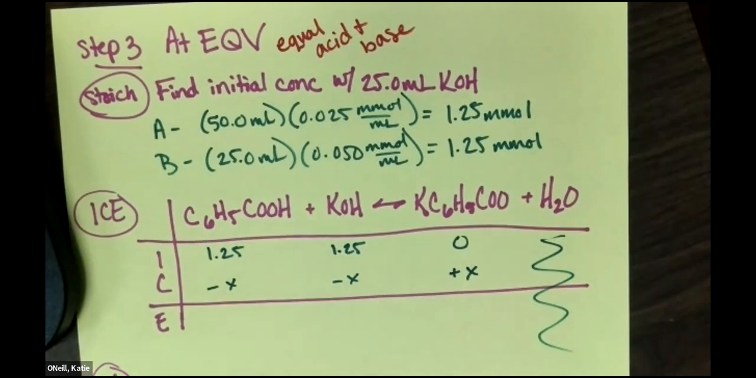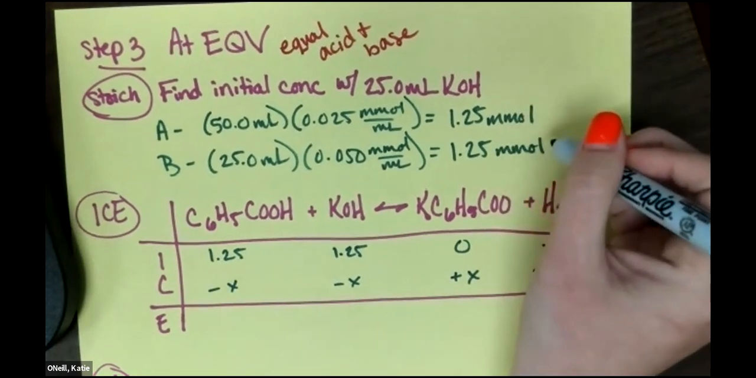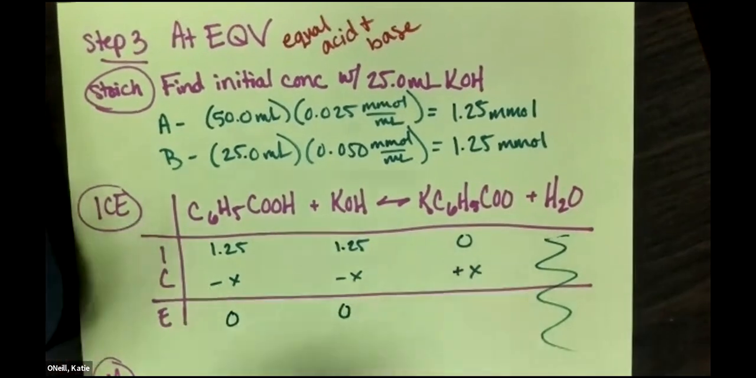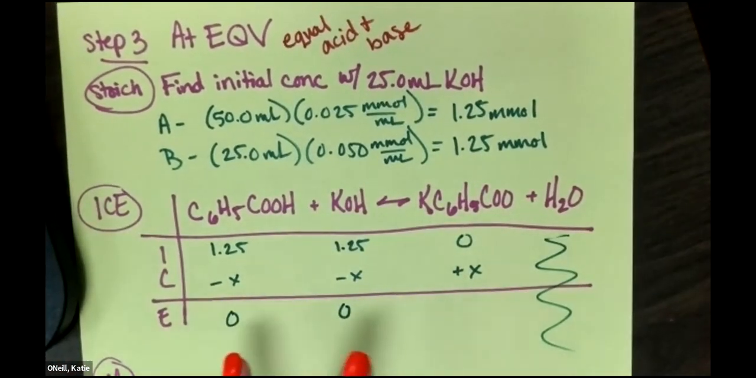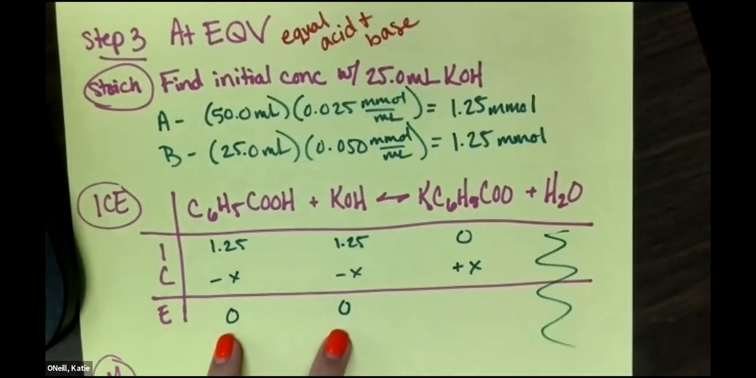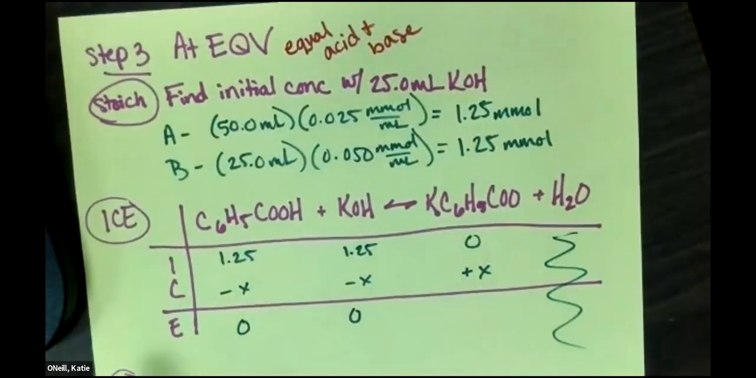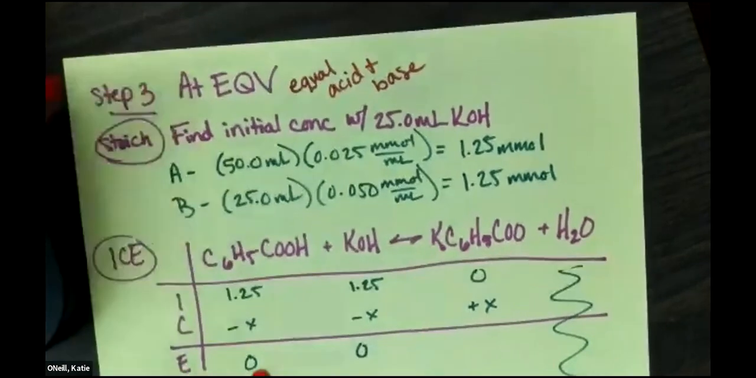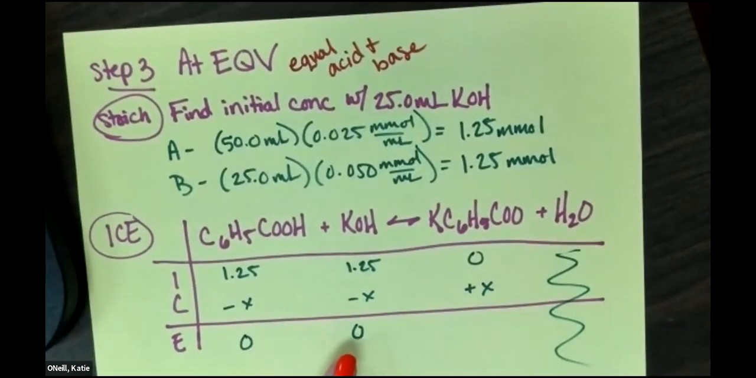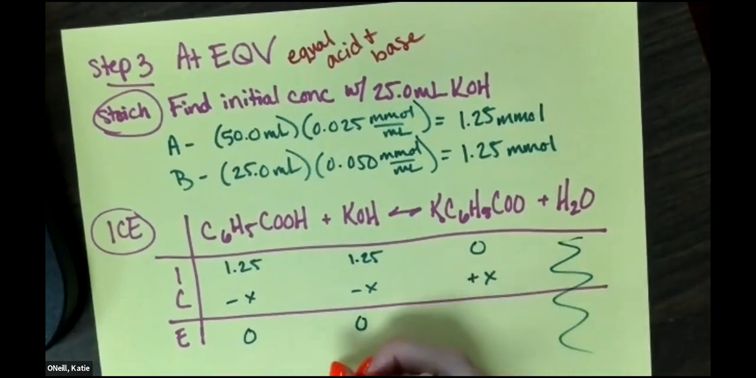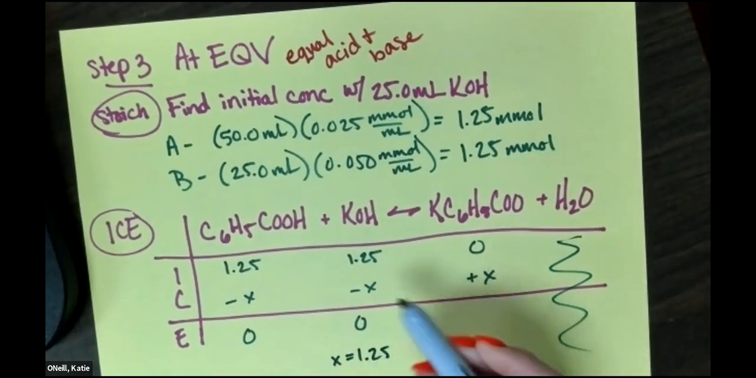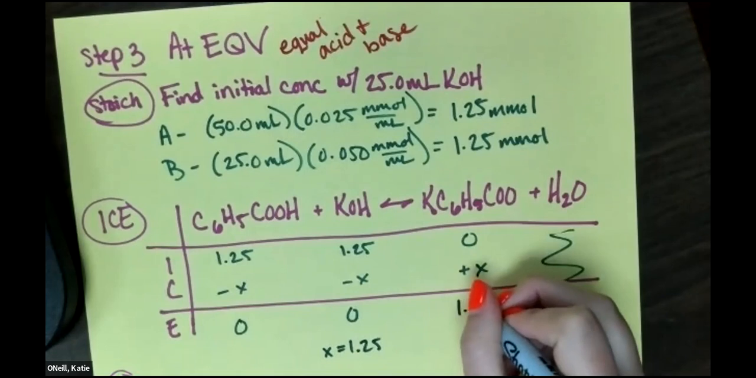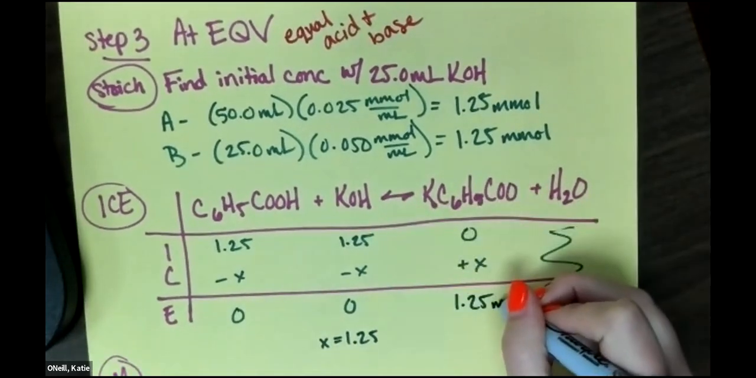All right, so here's the cool part. Because they have equal moles, they will 100% neutralize each other, meaning there will be none of them left. 0 at equilibrium, only at the equivalence point, which is why I started using EQV, because it's the equilibrium concentrations at the equivalence point that are 0. So that gives us 1.25 minus X equals 0 in both cases. So then 0 plus 1.25 is 1.25. Keep in mind the units are actually millimoles.